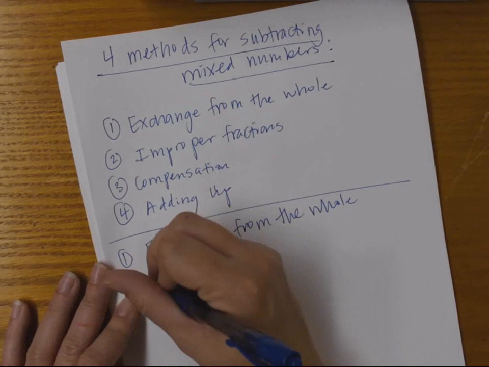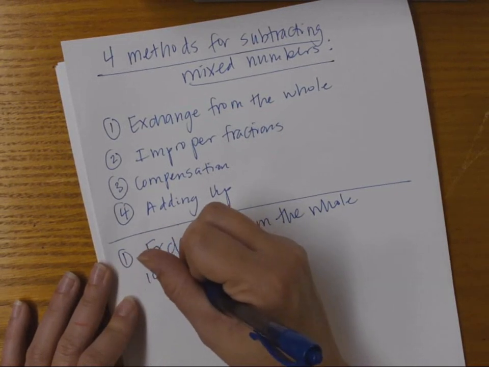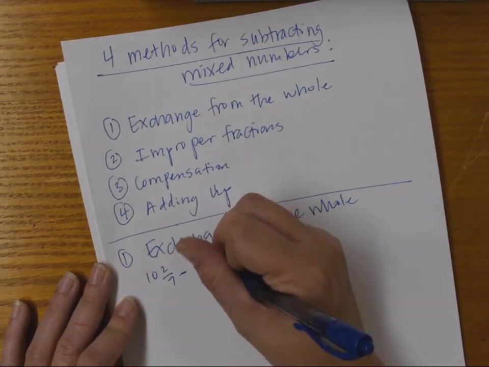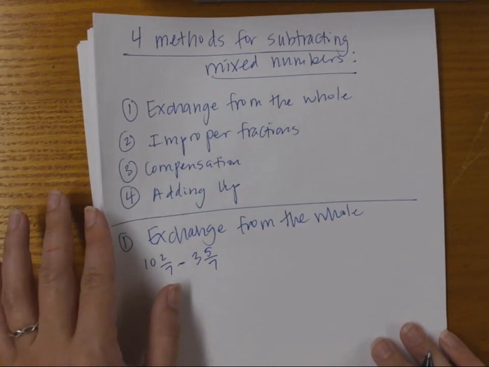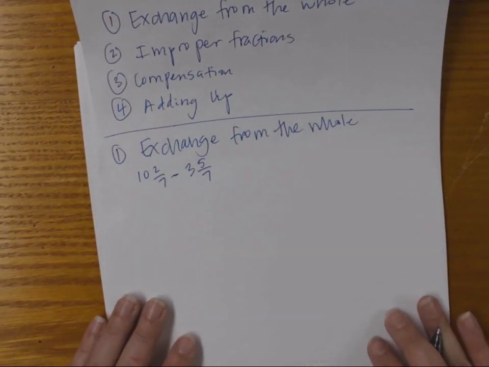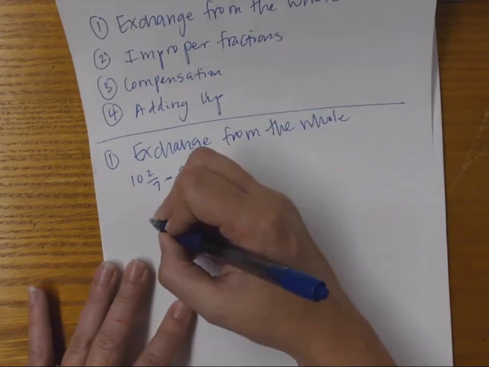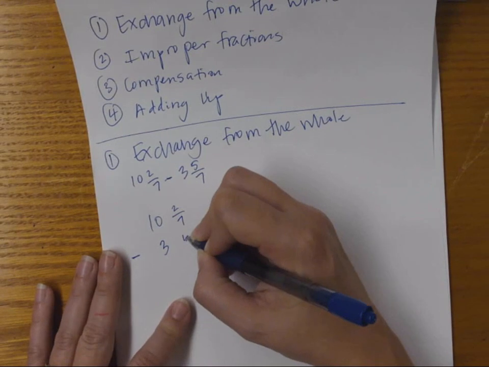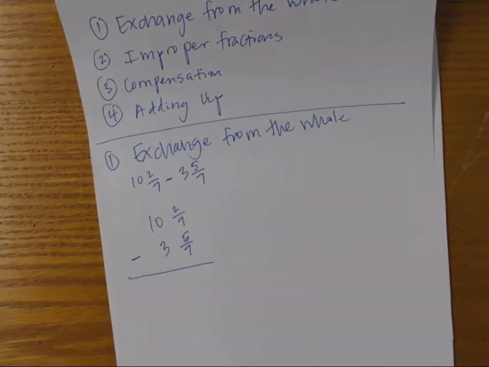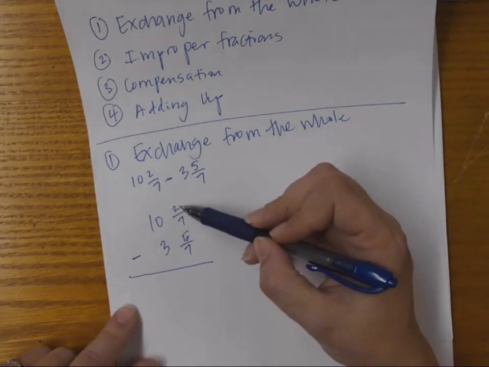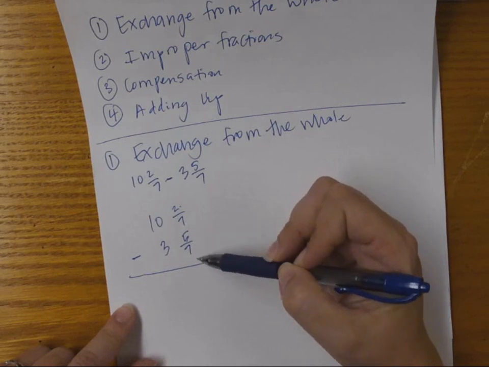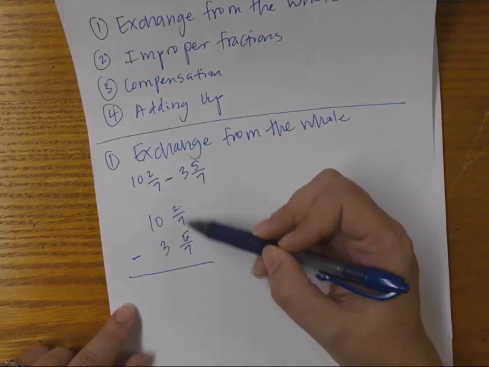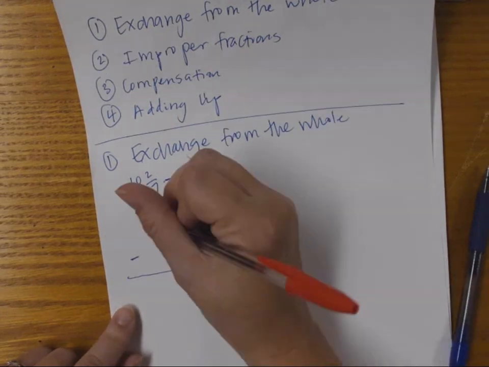Let's do the problem 10 and 2/7 minus 3 and 5/7. So if I'm doing 10 and 2/7 and I'm subtracting 3 and 5/7, this is just lining up vertically and subtracting how we would usually subtract vertically. If I start off by doing 2/7 minus 5/7, you can't do that because this is 2 pieces, 7 make the whole, and I'm trying to take away 5 pieces. I can't take away 5 from 2, so instead, let me borrow over here.